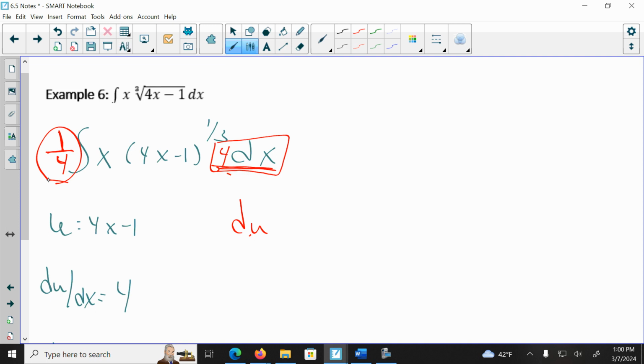The problem is, now I'm rewriting this, and I have u to the 1/3 du. I have this 1/4 out front, but I have this x here. And I have to write that x in terms of u, because when I take the antiderivative, everything has to be in terms of u. Is there a way that I can rewrite this x in terms of u?